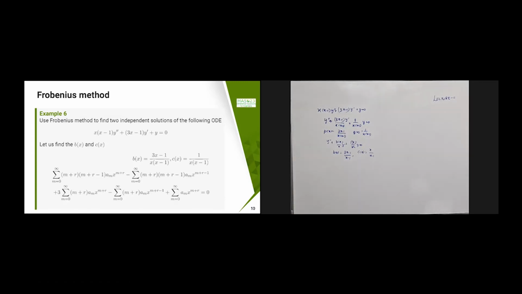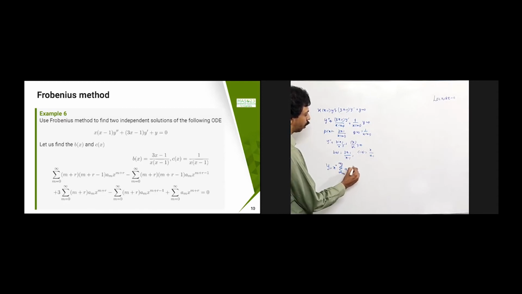So now we are going to substitute. Therefore, the solution is going to exist. Your y is going to be x power r into summation m equal to 0 to infinity a_m x power m. This is one of the solutions.